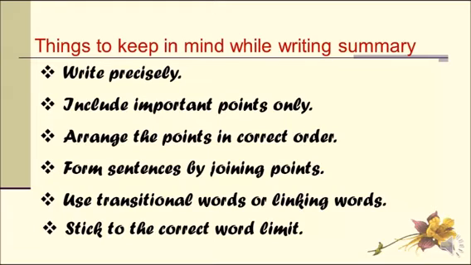Form sentences by joining points. Sometimes you can join 2 points in one sentence and write it as one complete sentence. Use transitional words or linking words. You know what transition words and linking words are? The joining words, conjunctions, linking words, transitions: however, moreover, furthermore, firstly, secondly. All these you can use while writing the summary so that the points are related to one another.